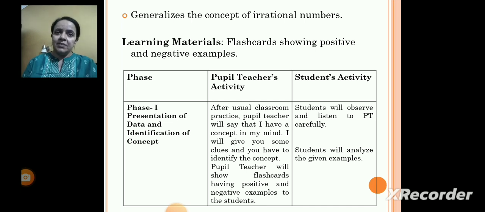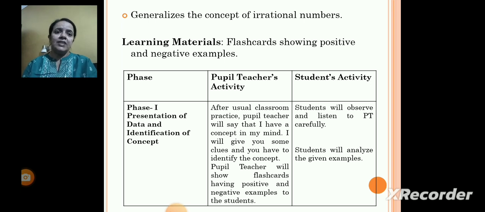of irrational numbers. And the third step is learning material. Learning material will be the support system that the PT will be using in his or her classroom. So here flashcards will be used by the PT, which will be showing positive and negative examples related to the topic. So here comes the presentation part.